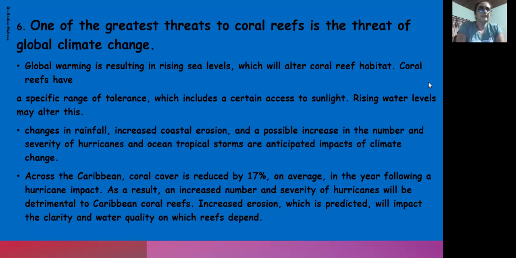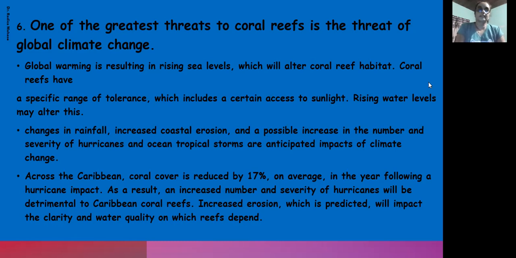So we see where coral reefs have a specific range of tolerance. That is, they must have access to sunlight, and rising water levels can change the extent to which sunlight can hit the reefs directly. Also, in the beginning, when I showed you the conditions necessary for the growth of corals, one of them was shallow water. When you have rising sea levels, the water gets deeper, and because of that, you don't have as direct access to sunlight as you would normally have.